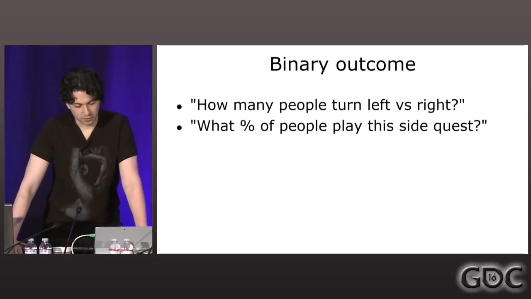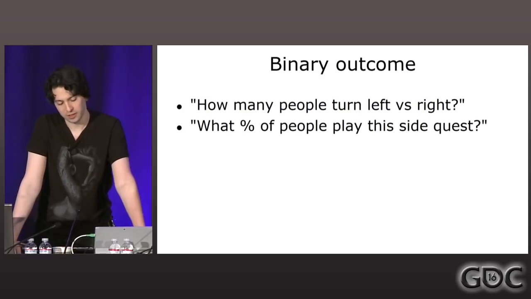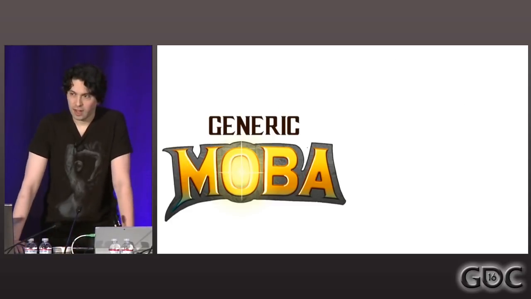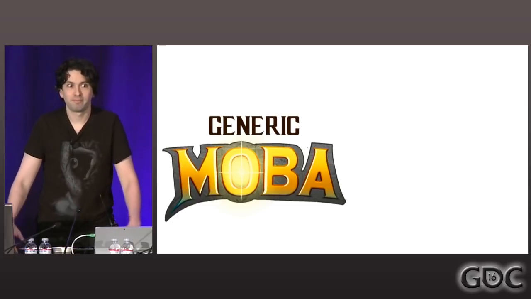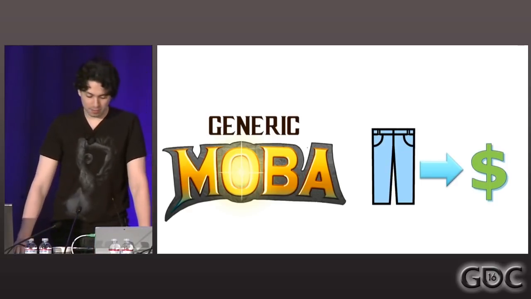What about binary outcomes? Questions like, do people turn left or right? Do they do the thing or not? Do they even buy something or not? Let's say that Hypothetical Games is working on generic MOBA. And generic MOBA is a free-to-play game that makes its money by selling garments of some description. Pants, let's say. So we have a nice pants shop.